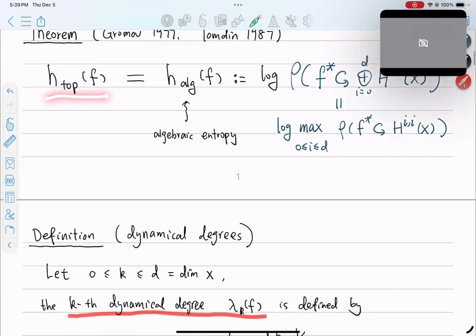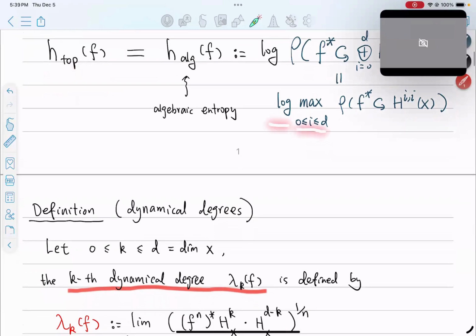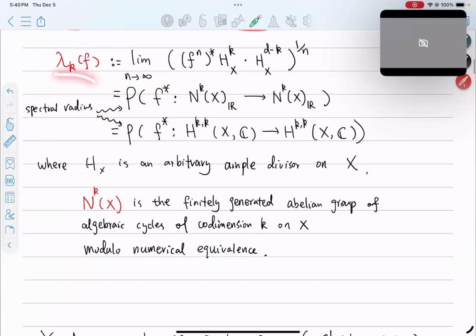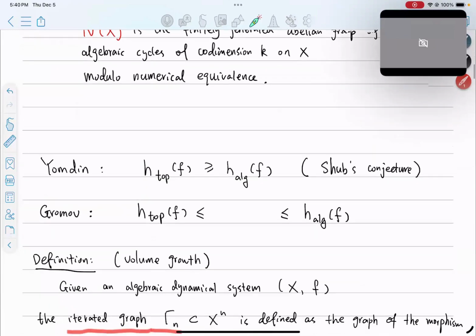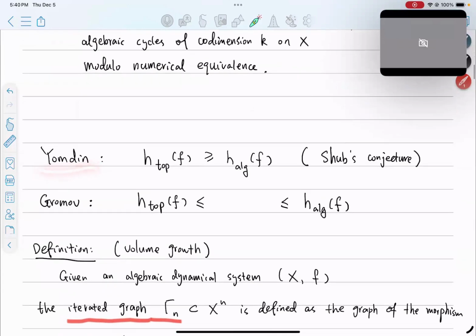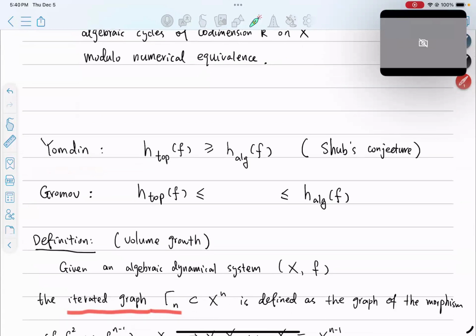the logarithm of the maximum of all dynamic degrees. Okay, and then as I said, the Yomdin and Gromov results tell us they are equal. In fact, Yomdin proves that the topological entropy is bounded below by the algebraic entropy. This is the so-called Shub's conjecture in the 70s. So Yomdin solved this conjecture in 1987.